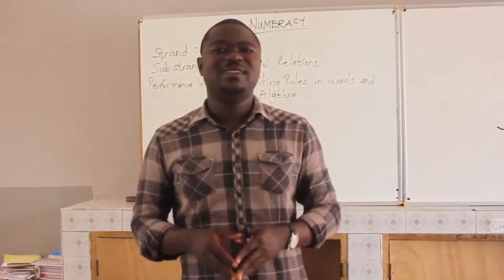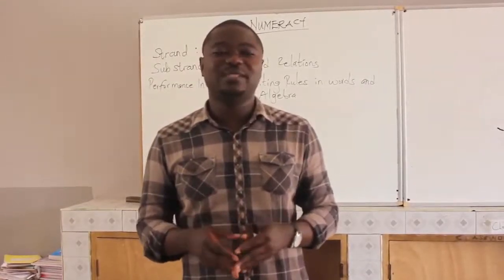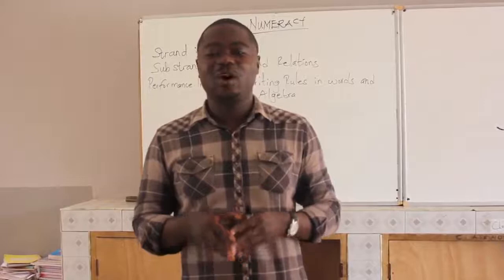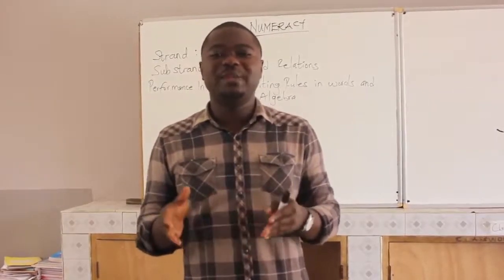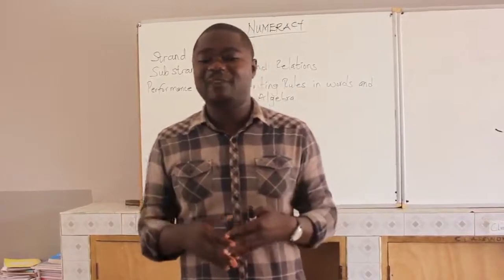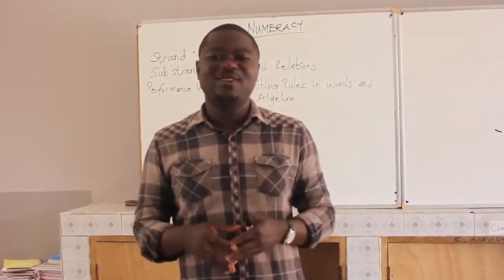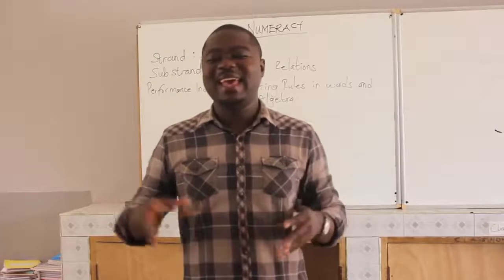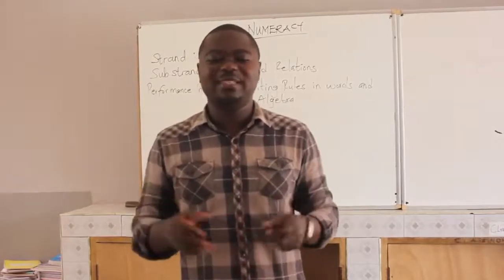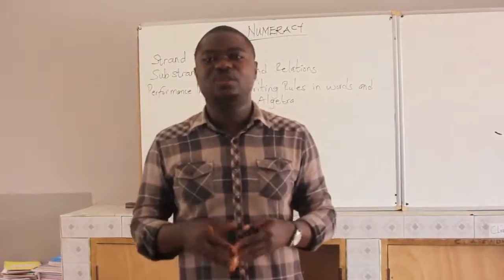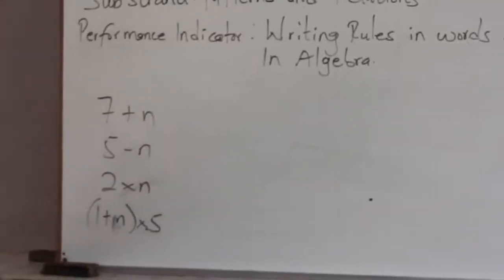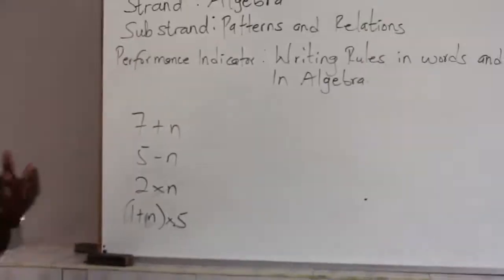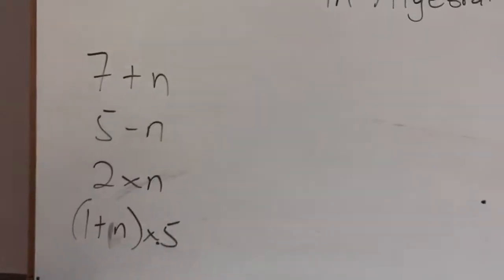Today's lesson, we are going to learn how to write rules in words and in algebra. Now, algebra means a combination of numbers and alphabets. So in this lesson, we are going to see numbers and alphabets with operations attached to them. So follow me, let's go. Numbers with alphabets. So we are going to use words to describe this. There are so many ways we can describe it.